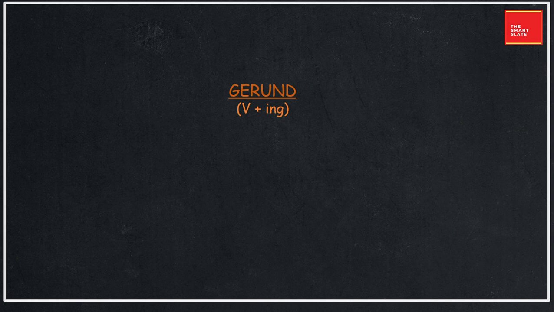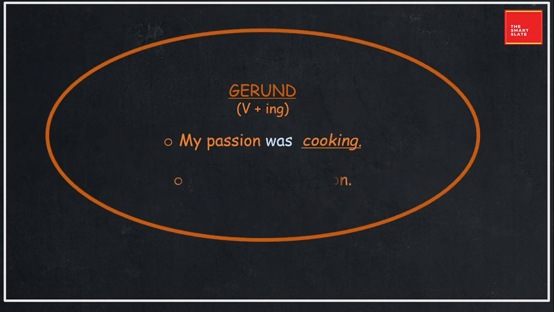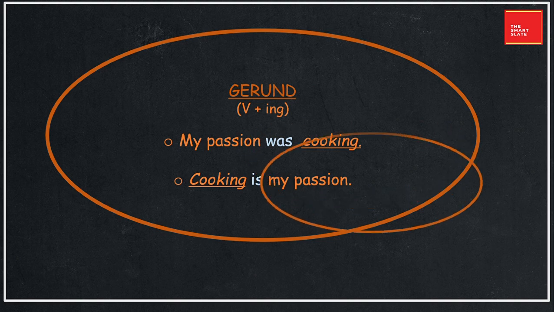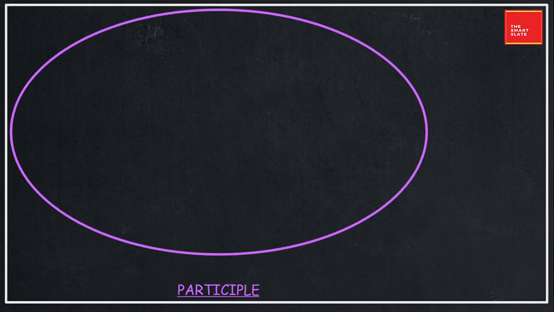Now we'll understand gerund. Gerund is nothing but verb plus ing. So here, my passion was cooking and cooking is my passion. To the word cook, I have added ing. But when I change the tense, the non-finite verb cooking still remains same. So gerunds are usually non-finite verbs. When you change the tense, cooking remains same. That means it is acting like a noun. So it is a gerund and non-finite verb.